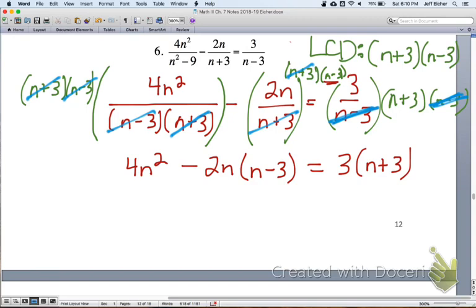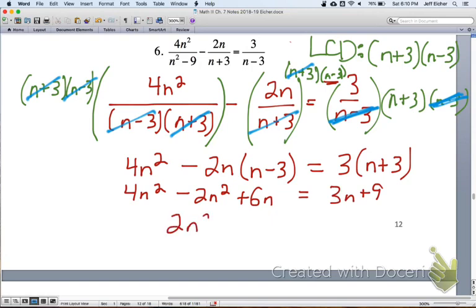After that, it's a process of adding like terms. Negative 2n squared plus 6n equals 3n plus 9. 4n squared minus 2n squared is 2n squared plus. Subtract 3n from both sides, so that's a plus 3n, minus 9 from both sides, and we get 0.